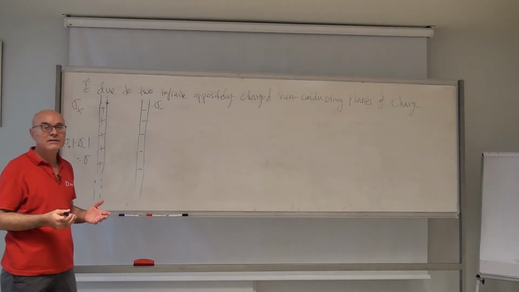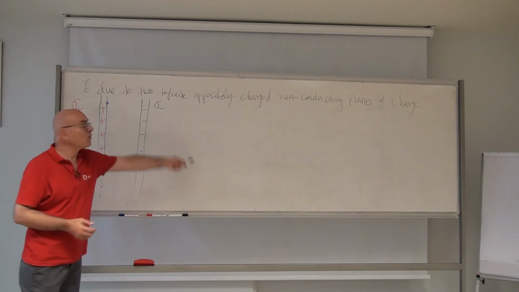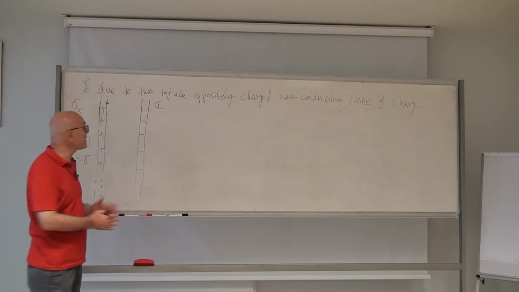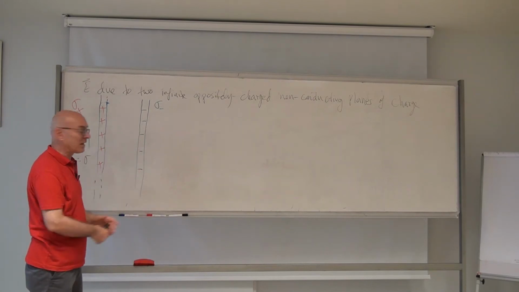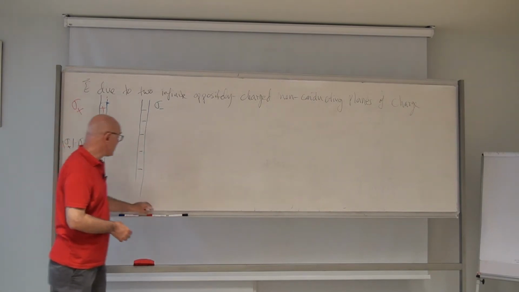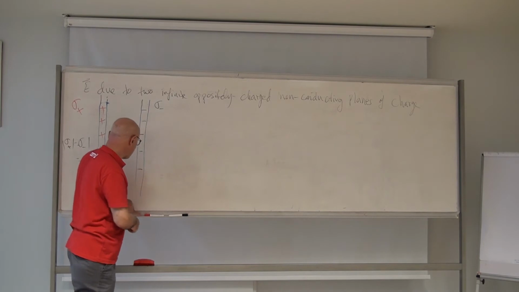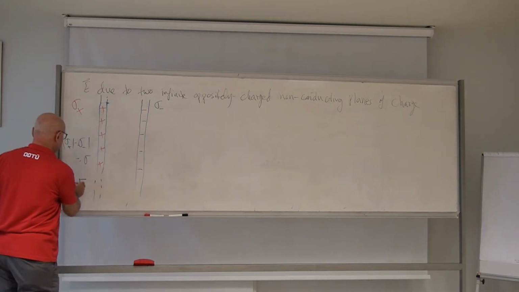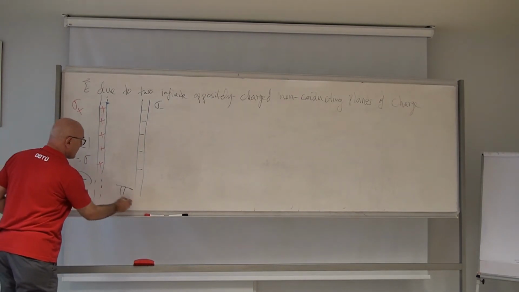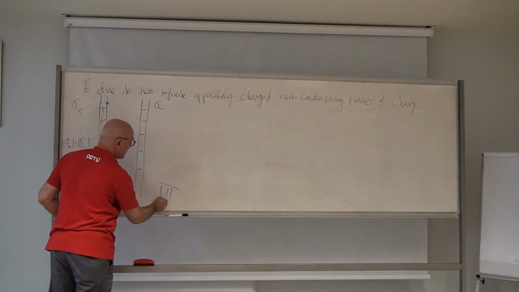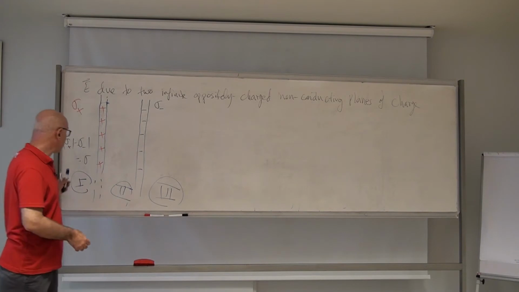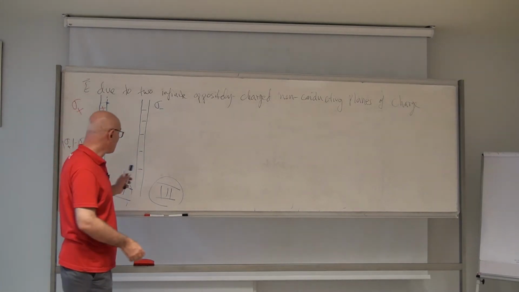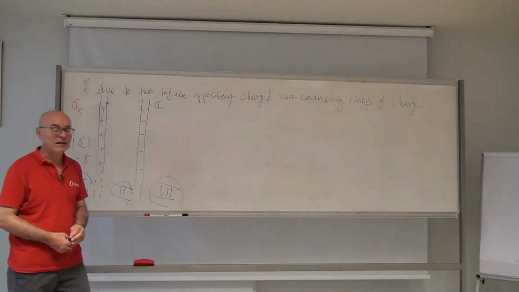Now, I want to find what is the electric field throughout the whole space when I bring these two infinite planes together. So I have three regions of space: region 1, region 2, and region 3. I want to find the electric field in region 1, in region 2, and in region 3.